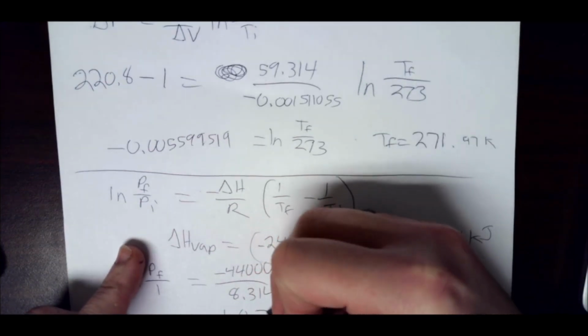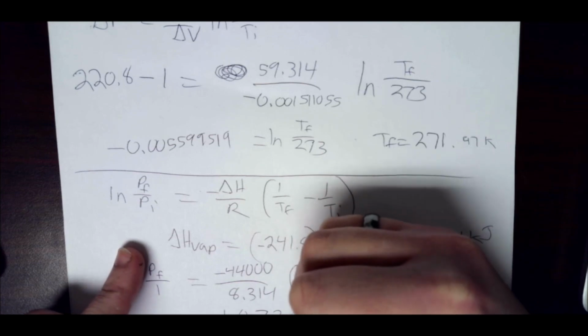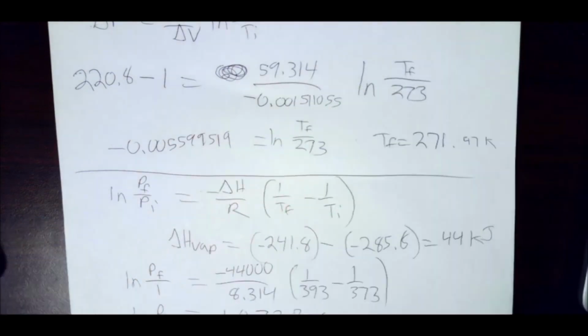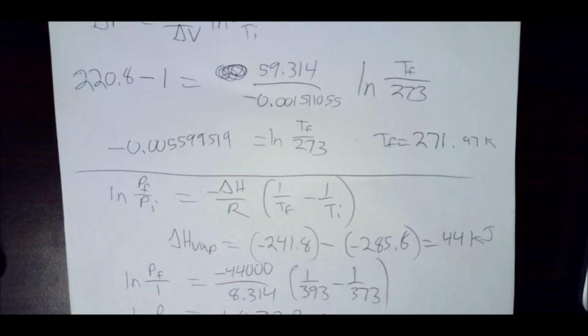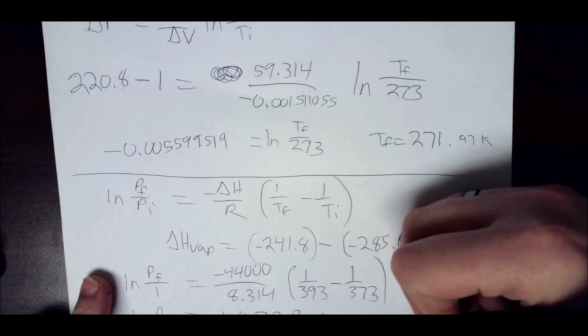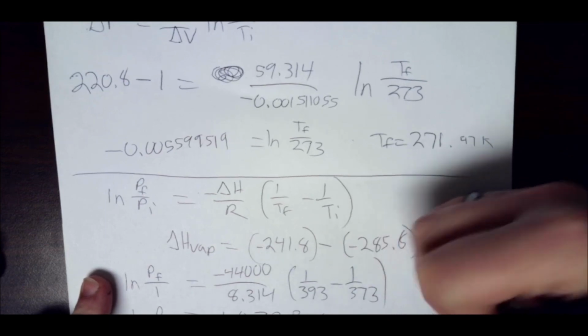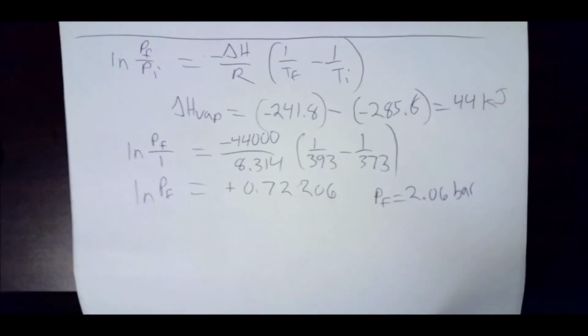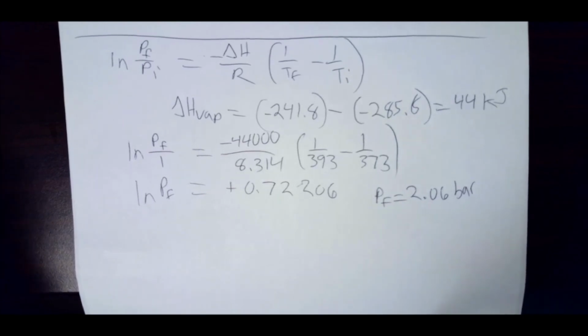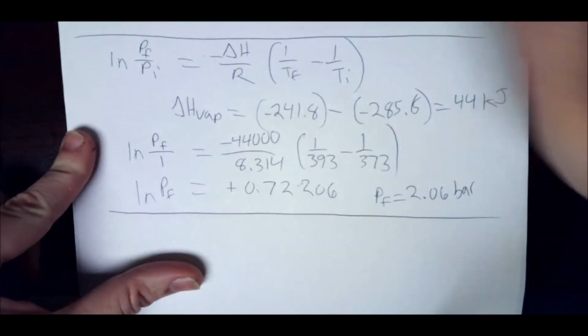positive 0.7226, and that equals ln of PF, essentially. So inverse log that, and you get 206, essentially. So you would need something like 2 bars of pressure to achieve that. Okay. Pretty straightforward. Moving right along to 14.